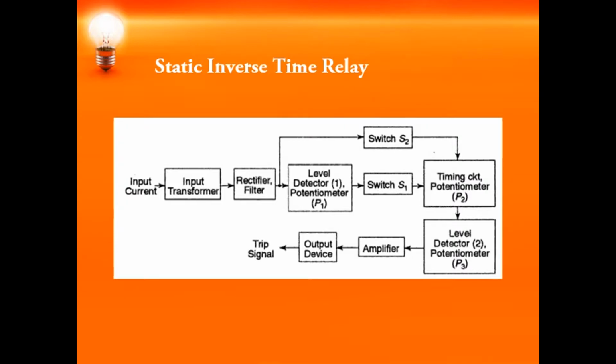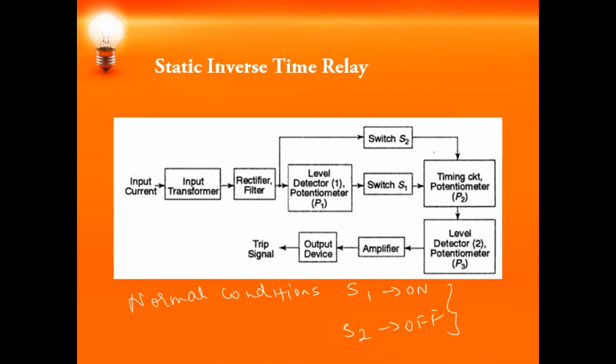Under normal working condition, when the input current is less, switch S1 is on and switch S2 is off. This you have to remember: switch S1 is on and S2 is off. So under normal condition, when switch S1 is on, the capacitor C will be shorted and switch S2 is off.